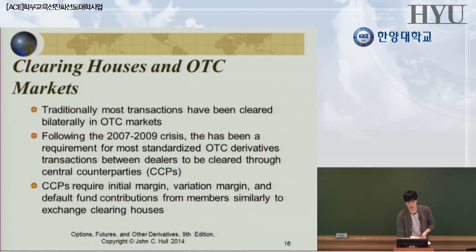Clearinghouses and the OTC market. Traditionally, most transactions have been cleared bilaterally in OTC. Since the 2009 crisis, there has been a requirement for most standardized OTC derivatives transactions between dealers to be cleared through central counterparties. CCPs require initial margin, variation margin, and default fund contributions from members, similarly to exchange clearinghouses.